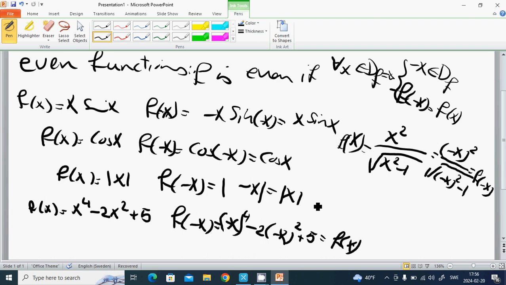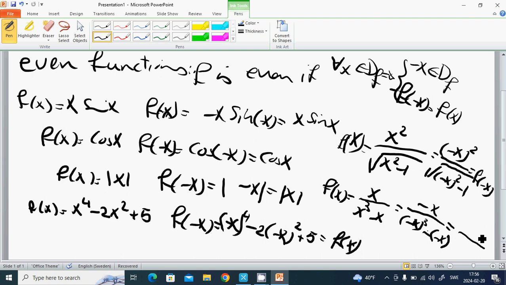And for the last example, f of x equals x divided by x cubed minus x, which equals minus x divided by (minus x) cubed minus (minus x), which is again x, which is again f of minus x.